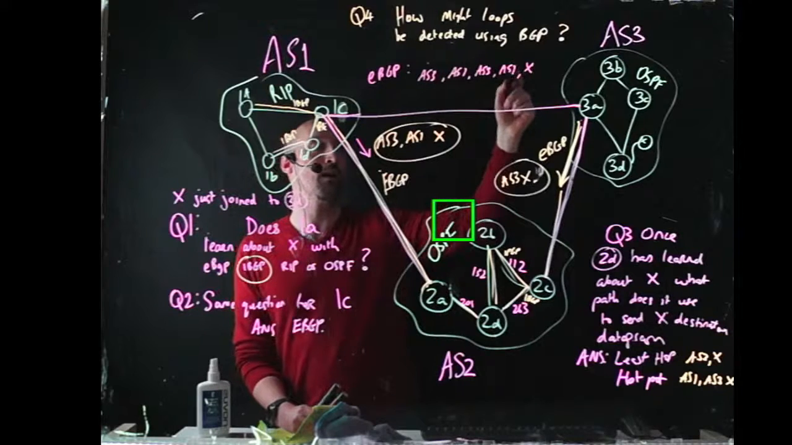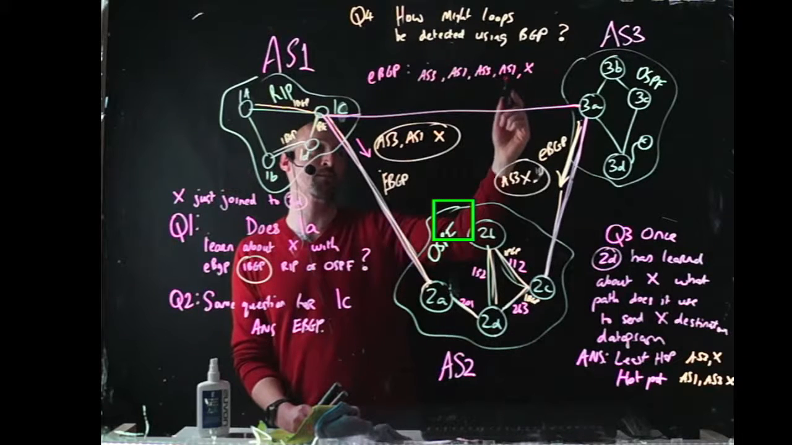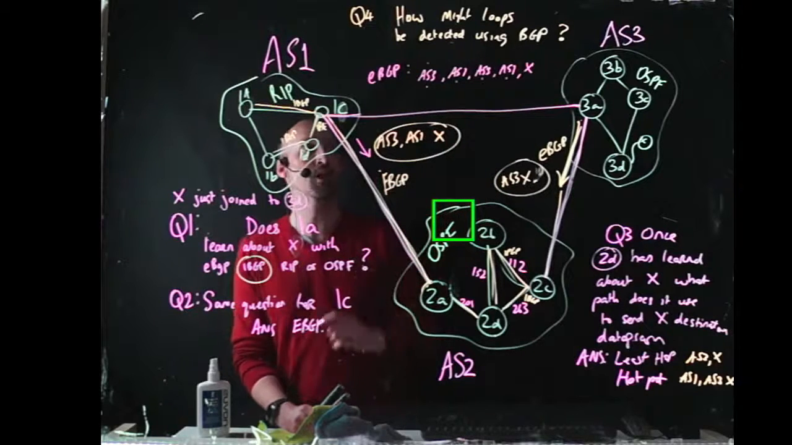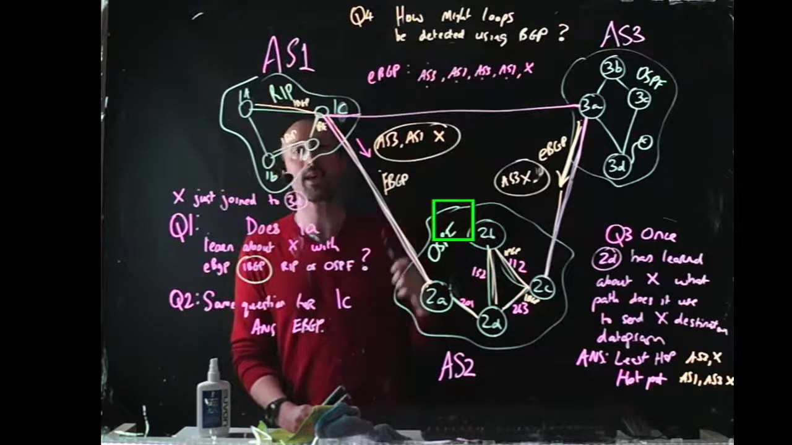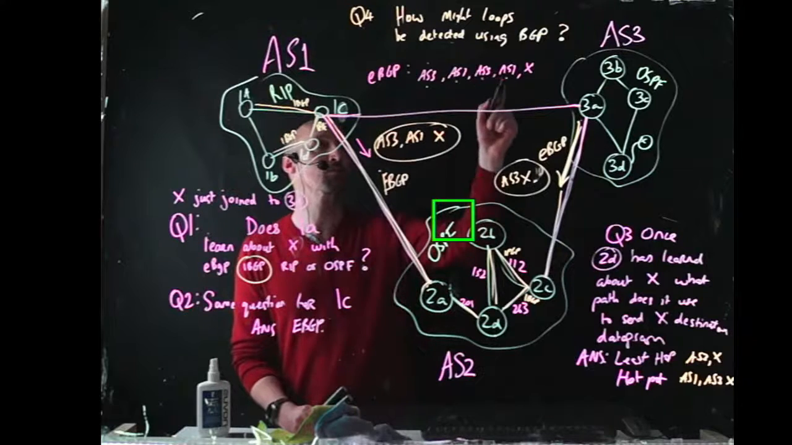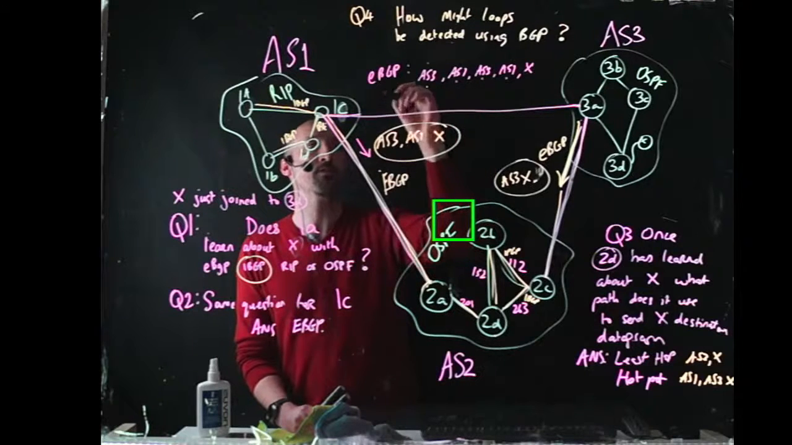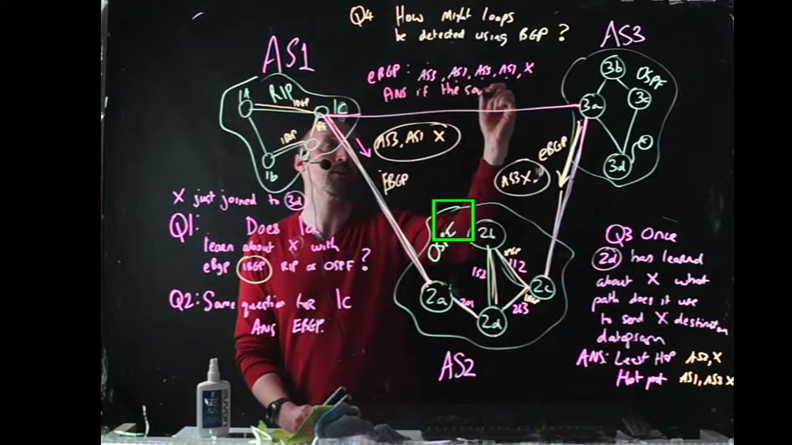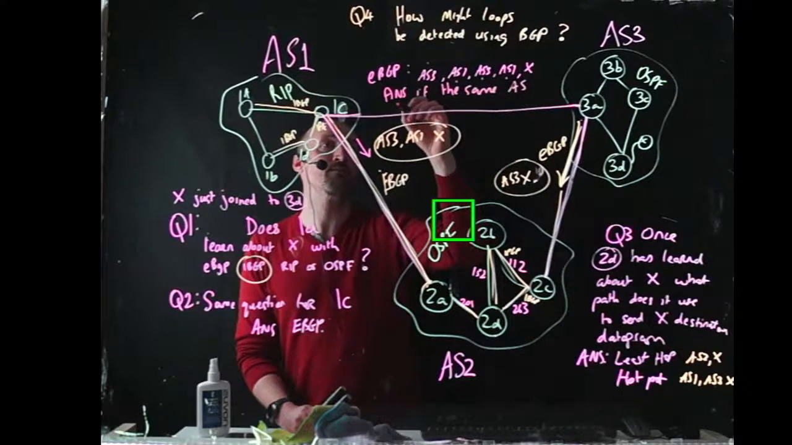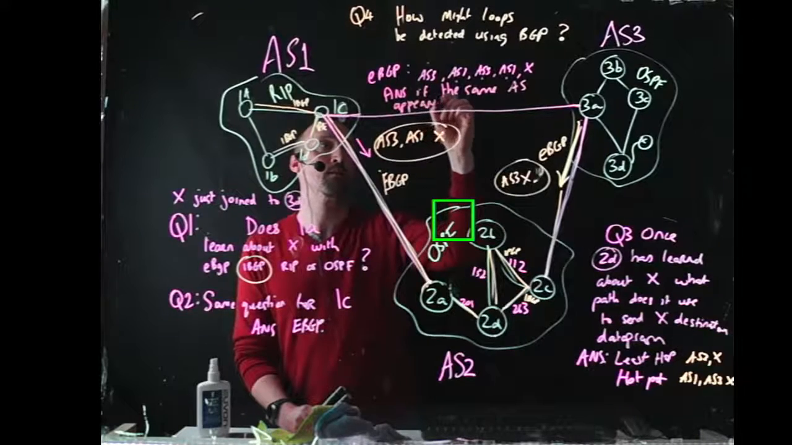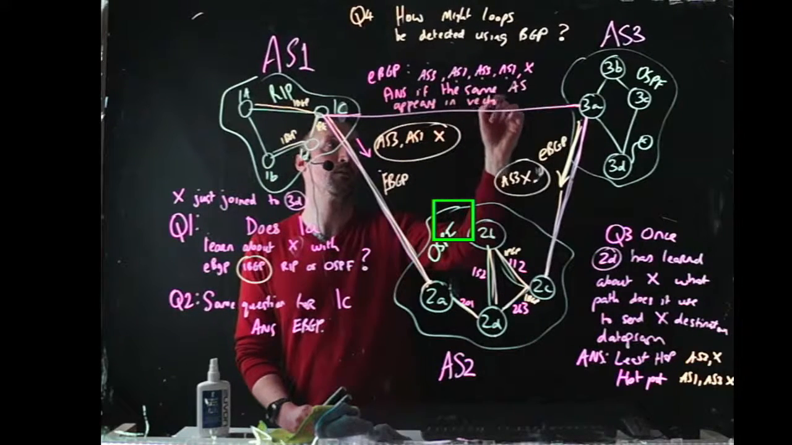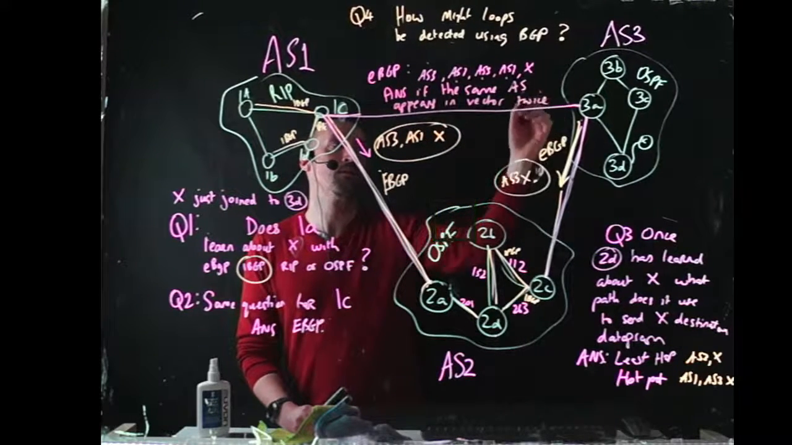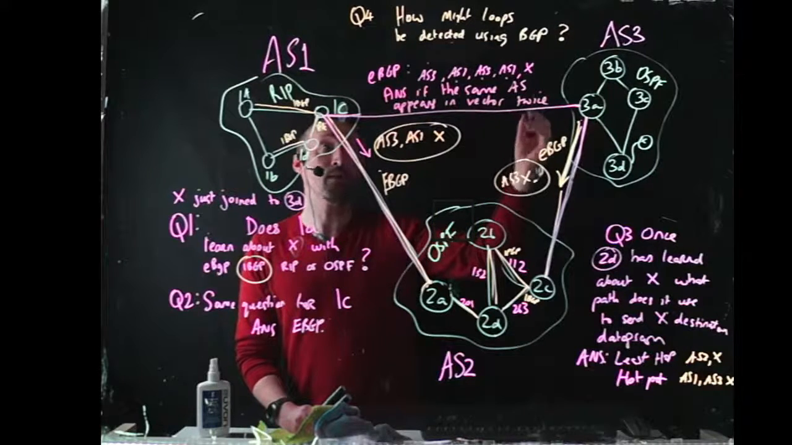So obviously it's detectable because it's a path vector, right? It's taking note of every single hop. So if it ends up going back on its own path again, you can see it right there. If the same AS appears in the vector twice, you've got a loop.